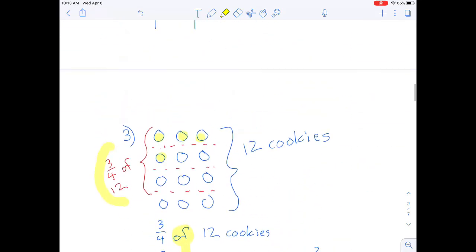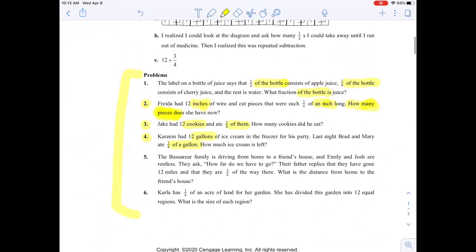Okay. Coming back here then, we'll go on to number 5. The Basserier family is driving from home to a friend's house, and Emily and Josh are restless. They ask, "How far do we have to go?" Their father replies that they have gone 12 miles and they are now 3/4 of the way there. What is the distance from home to the friend's house?